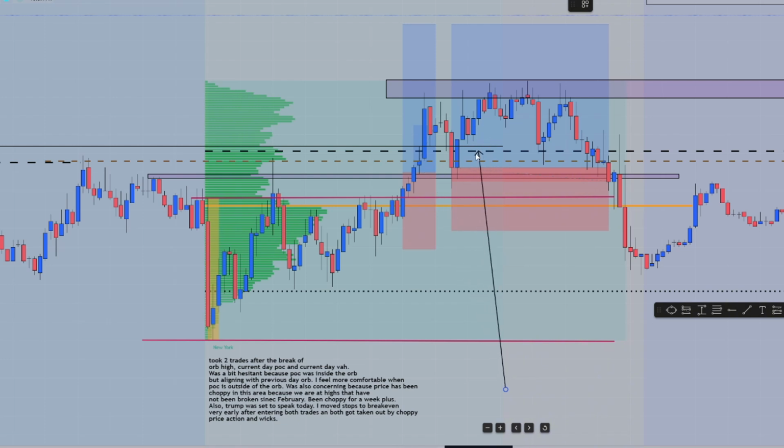Because we were at the highs from February. Because I wasn't confident with POC still being down here in the orb. I wasn't confident trading on a day that Trump is scheduled to speak, breaking my rule of not trading when Trump is scheduled to speak. So that's why I moved my stops to break even. Sometimes you have to take a risk.